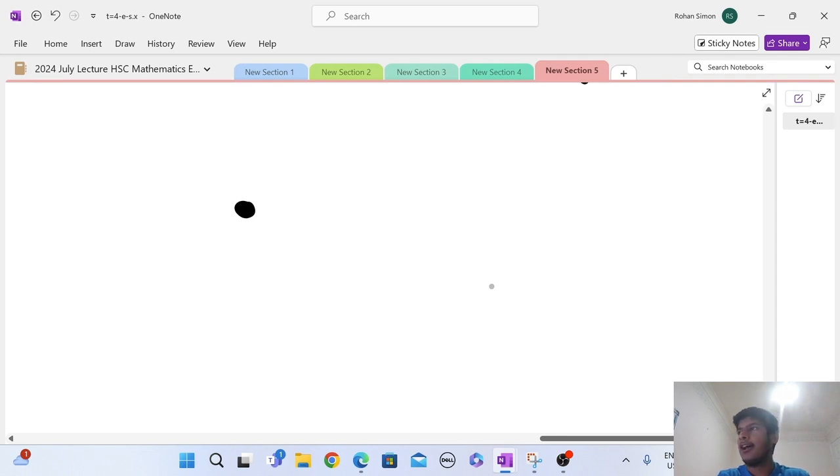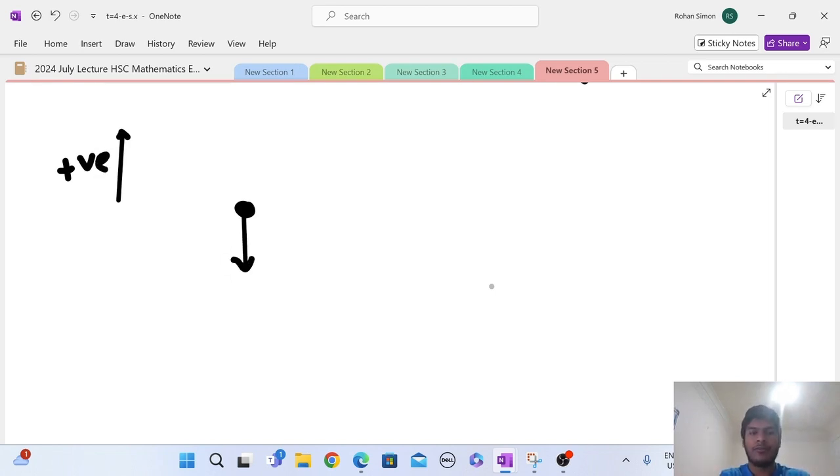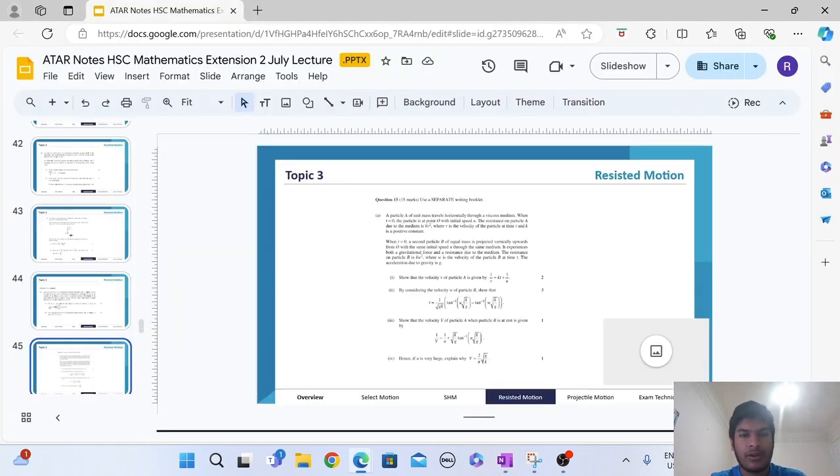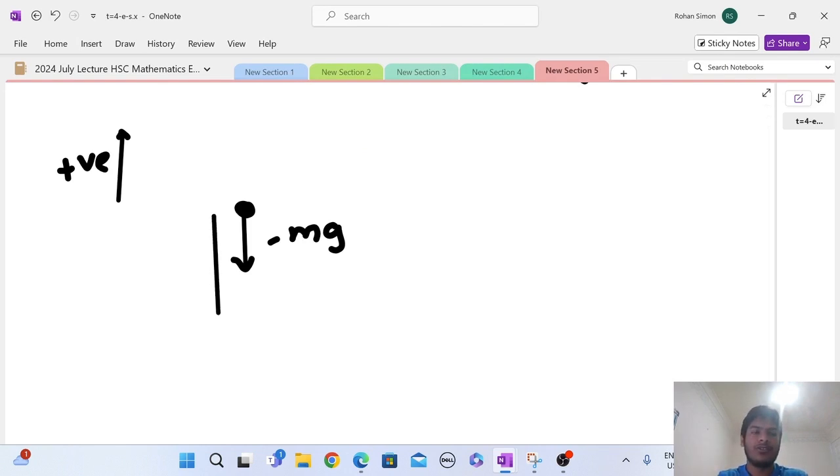So if we take upwards as positive, and we look at the forces that are acting on the system, we've got minus g, gravity pulling it down, minus mg effectively, but remember mass is 1, so it doesn't really matter. Minus mg, and we've got a resistance of kw squared, which is also pulling it downwards. Because it's launched upwards, the resistance is also pulling it downwards, minus kw squared.